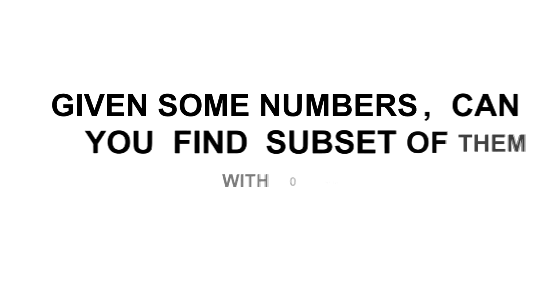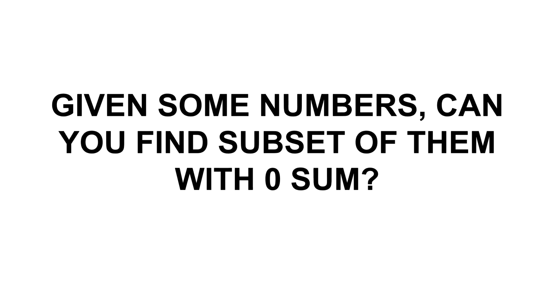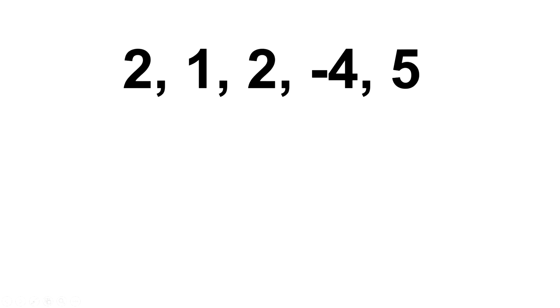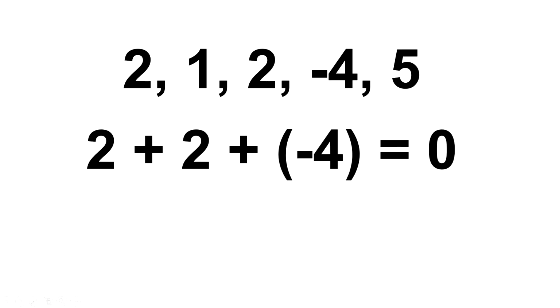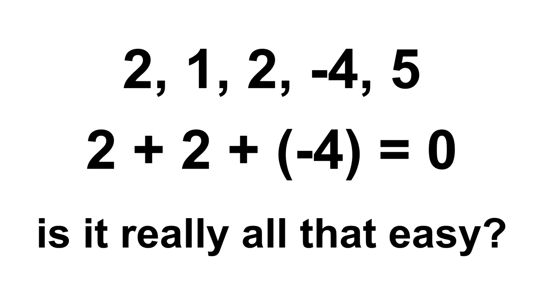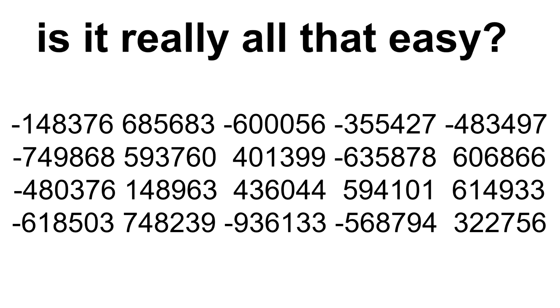Given some numbers, can you find a subset of them with zero sum? Well, sounds easy. For a given example, we can just take 2 plus 2 plus minus 4 equal to 0. But is it really all that easy? Let's consider a bigger example.